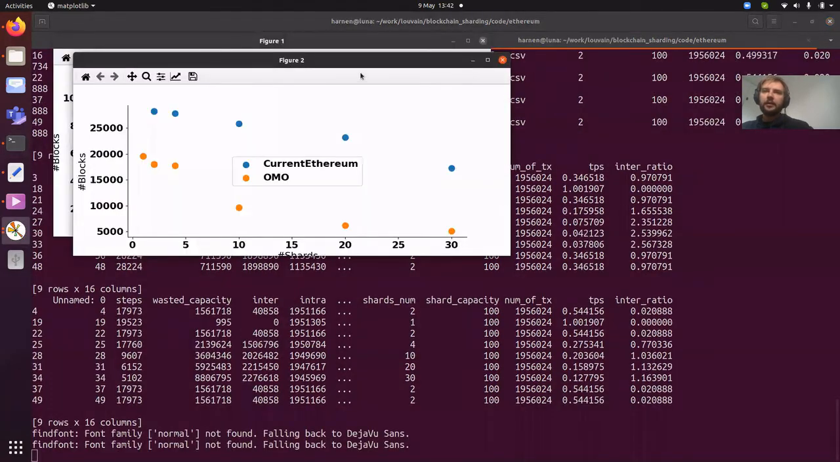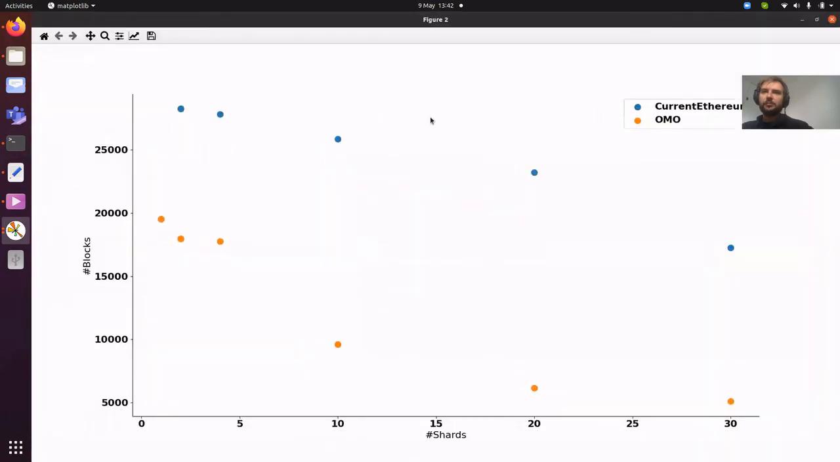Here, for instance, we can see what the impact will be, so how many blocks we will need to replay the whole history of Ethereum in a sharded environment. You can see that the current Ethereum approach, which is just randomly placing the accounts, would need much more blocks than our approach. In this case, 3 or 4 times more.